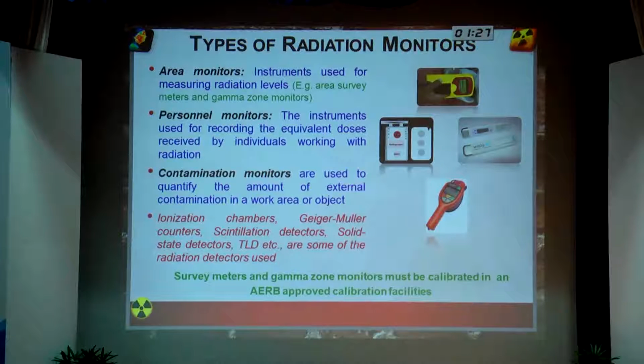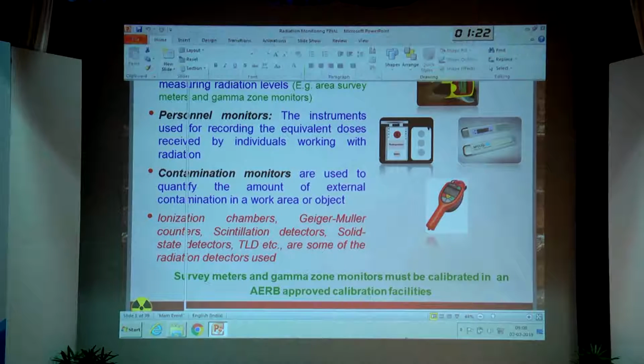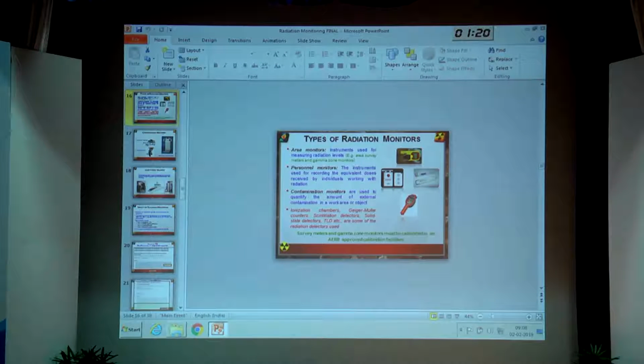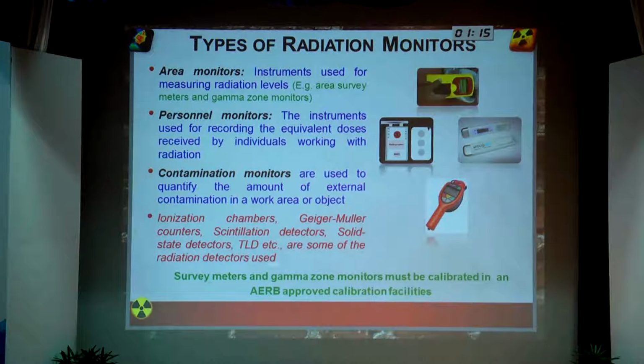So we get nothing. So moving on to the types of radiation monitors. There are many types of radiation monitors, like ionization chambers, GM counters, Geiger-Müller counters, scintillation detectors, solid-state detectors, TLDs. These are all examples. But they can be classified as area monitors. I mentioned the gamma zone monitor, but we also have the survey meter, which is held in the hand, and you go about finding out whether the radiation levels are safe in and around a radiation facility.